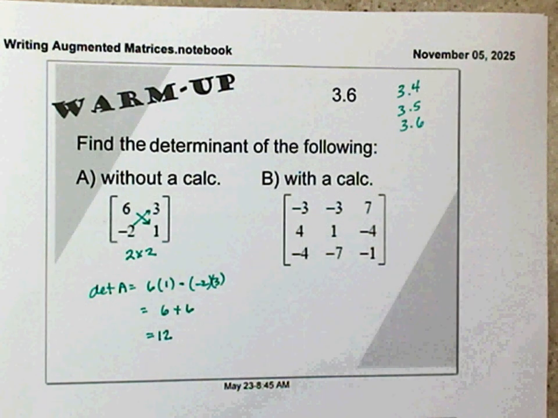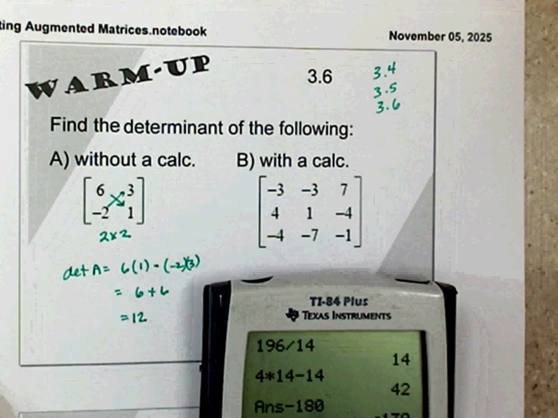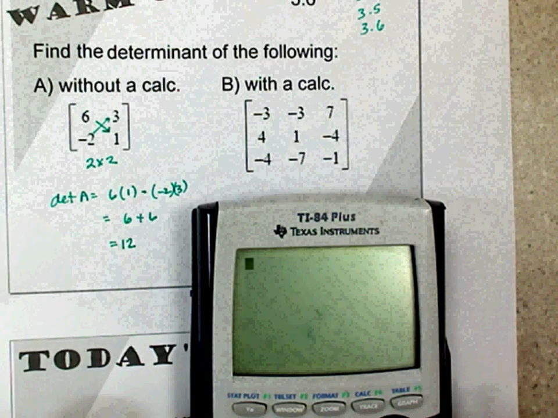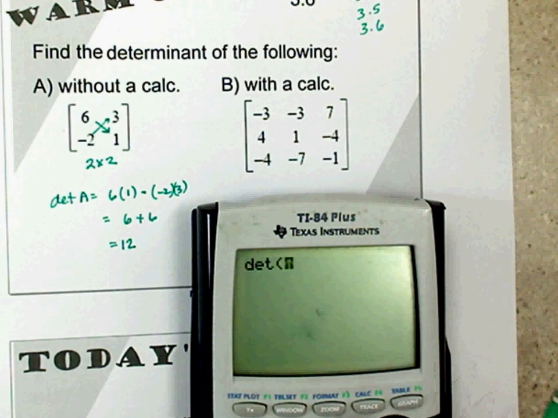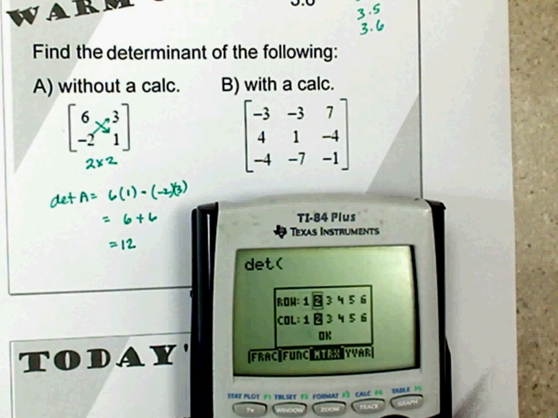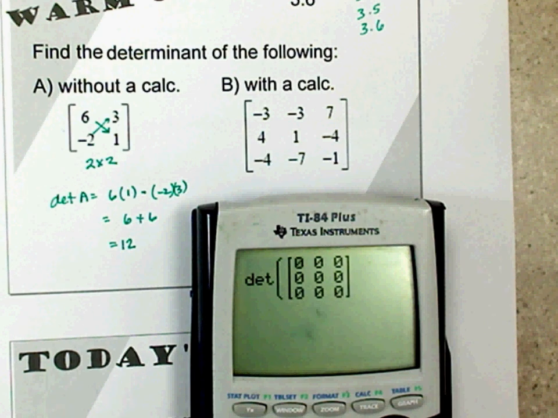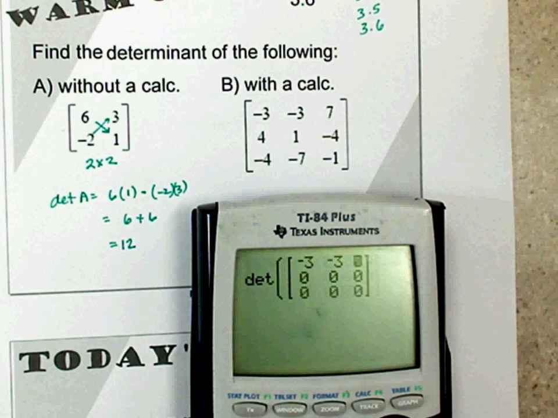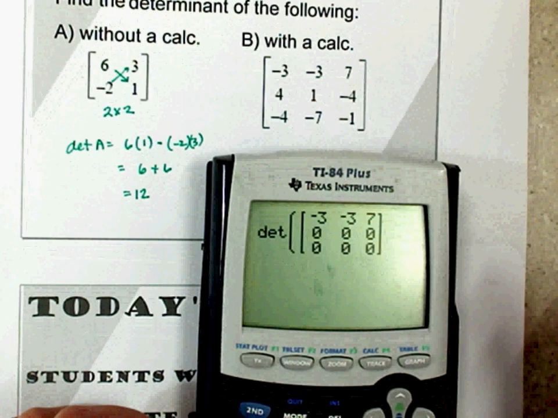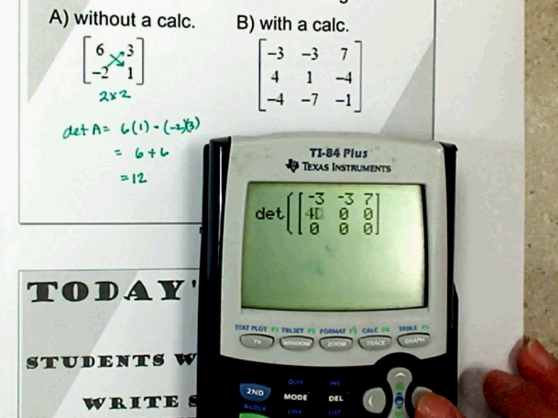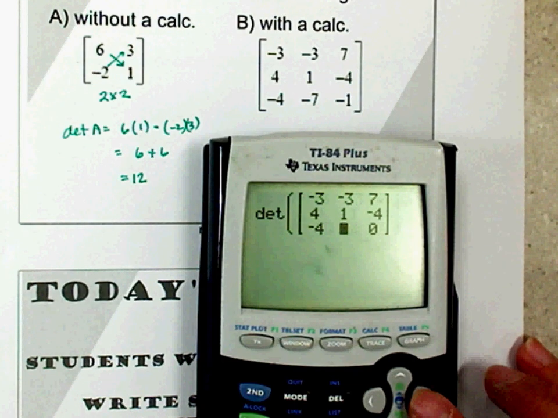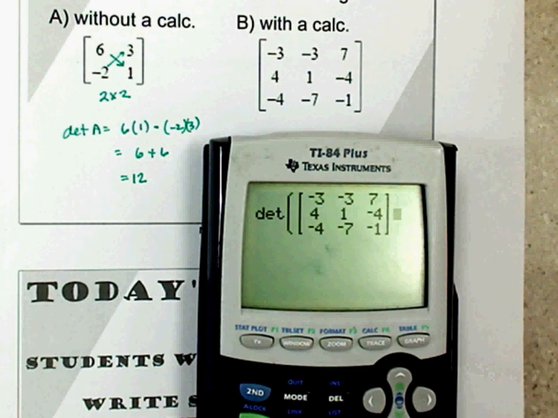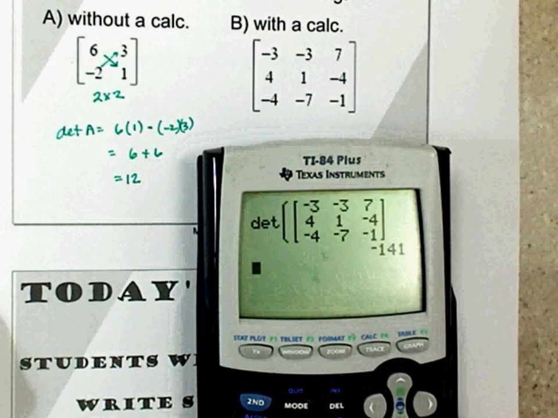All right. Now, this one we're going to do with a calculator. So if you will remember, go to second matrix, right-click to math. Determinant is the first one. Alpha zoom, and it's a 3 by 3. And then you type in. Do not push enter until you are done. Negative 3, 7. Okay, make sure you just hit the right click button, guys. 4, 1, negative 4, negative 4, negative 7, negative 1. Push enter, and there's your determinant, negative 141.